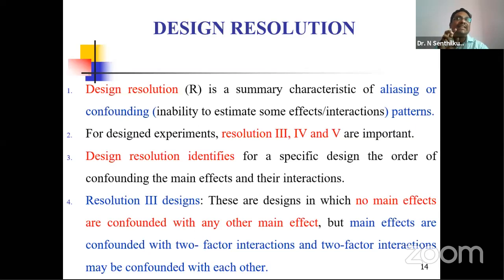That is, it is unstable. The effect is unstable. So the main effects are compounded with two-factor interactions, and two-factor interactions are compounded with each other. That is, AB is compounded with BC, and BC is compounded with AC. Likewise, the instability exists. So while analyzing, these instabilities should be removed.